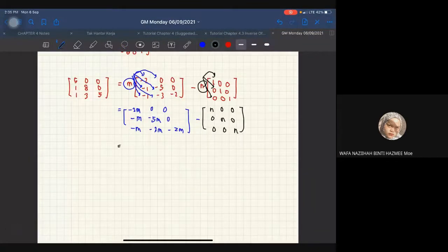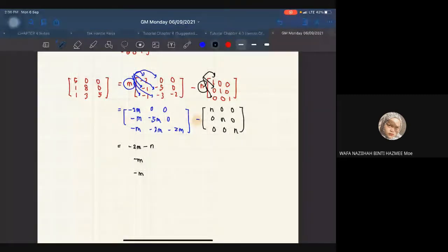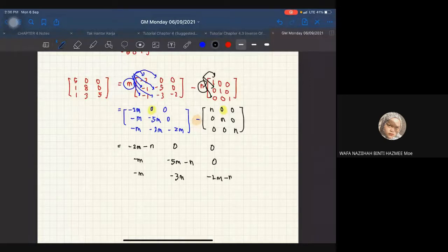Okay, so kita ada proses tolak kat tengah-tengah ni. So kita just tolakkan sahaja setiap elemen yang ada. So you have -2M minus N. Okay, and then we have -M over here. So awak ada -M lagi. Okay, for the second, first row, second column. So awak ada this one, kosong, tolak kosong. Okay, 0. Okay, and then bawah dia awak ada -5M tolak N. Lastly, awak ada negative 3M. Okay, so for the final column, you have 0, 0, and negative 2M minus N.